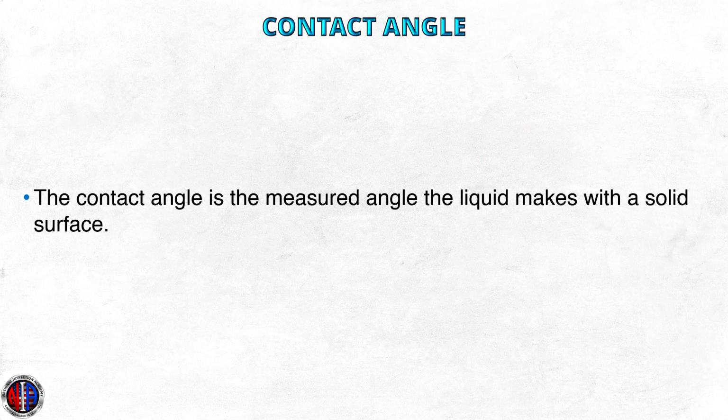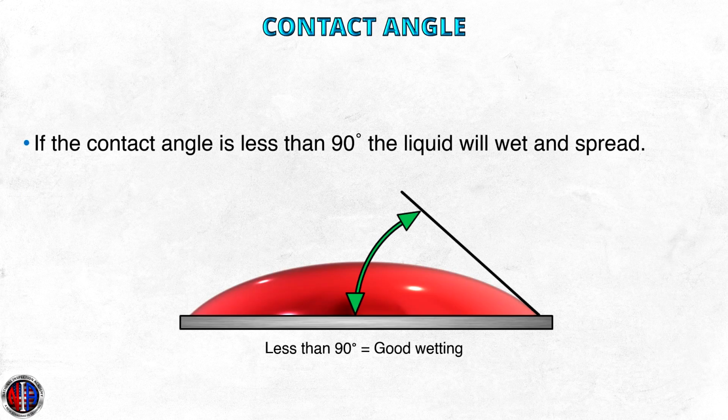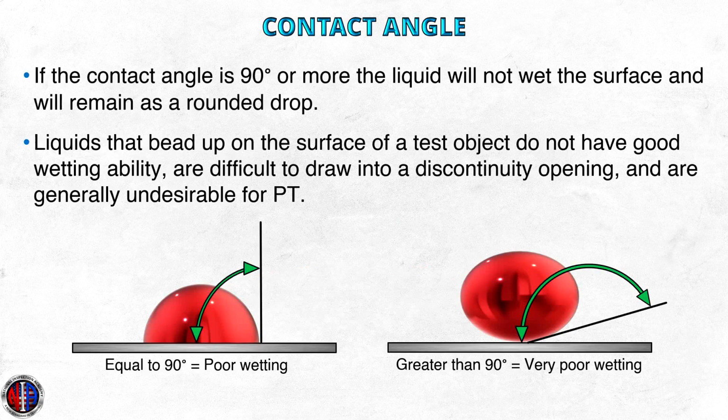The contact angle. The contact angle is the measured angle the liquid makes with a solid surface. If the contact angle is less than 90 degrees, the liquid will wet and spread, and we consider that good wetting ability. If the contact angle is 90 degrees or more, the liquid will not wet the surface and will remain as a rounded drop. Liquids that bead up on the surface of a test object do not have good wetting ability, are difficult to draw into a discontinuity opening, and are generally undesirable for PT.